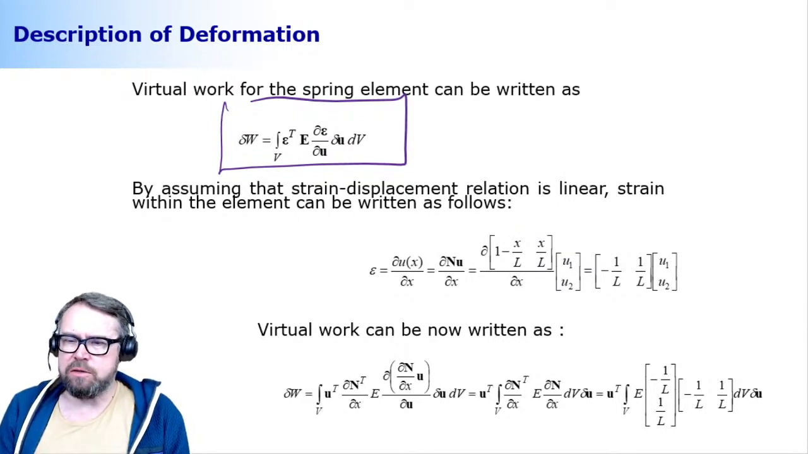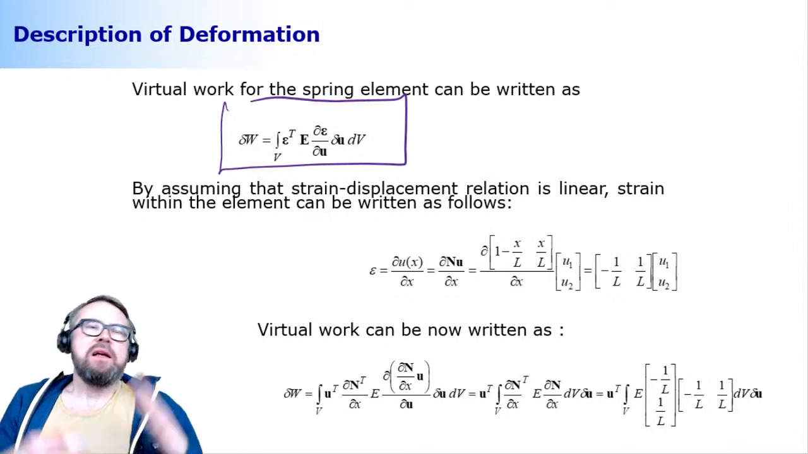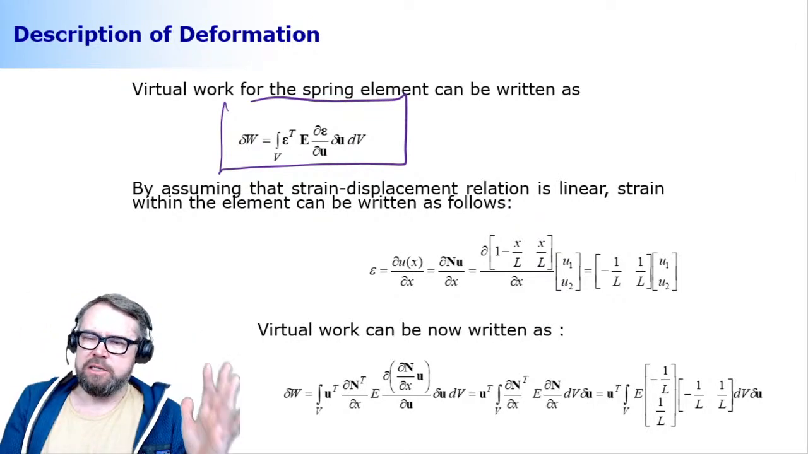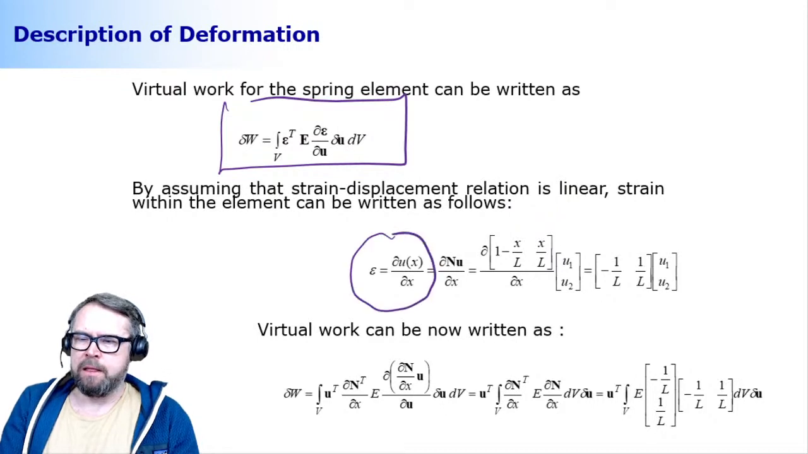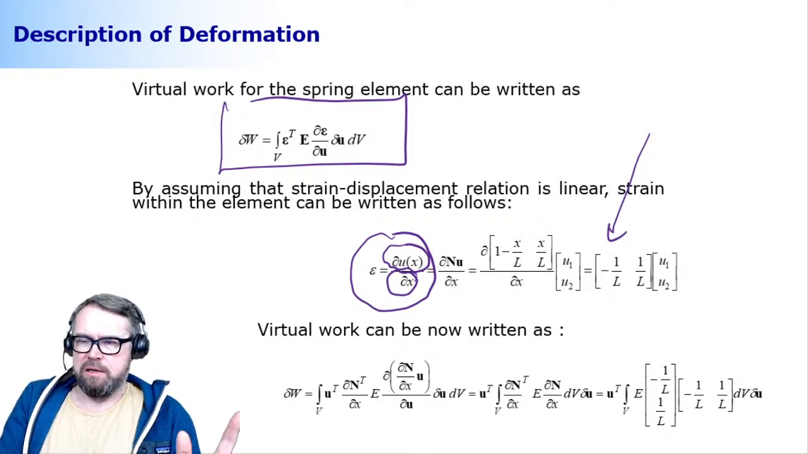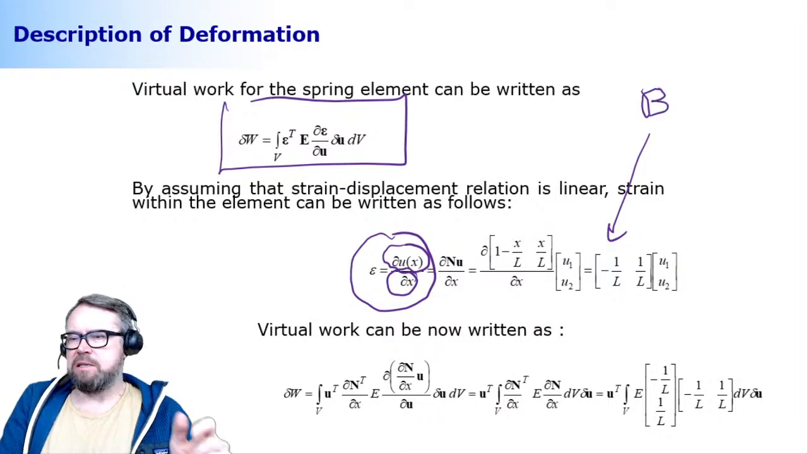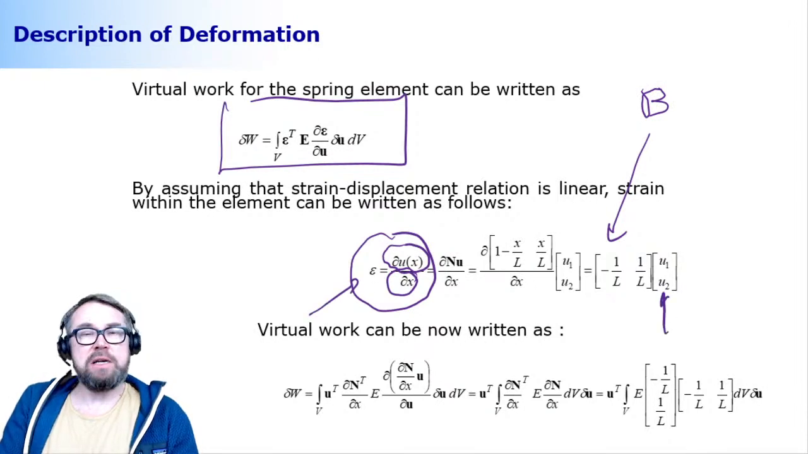And now what I will simply do is compute the different components here. I will first of all express the relation between strain and the displacement. And you see that this relation here is a linear relation. So I'm going to simply differentiate my displacement with respect to my longitudinal coordinate x. And this gives me a matrix typically called the kinematic matrix, sometimes denoted in literature as a B matrix. So the kinematic matrix relates strain and displacement.